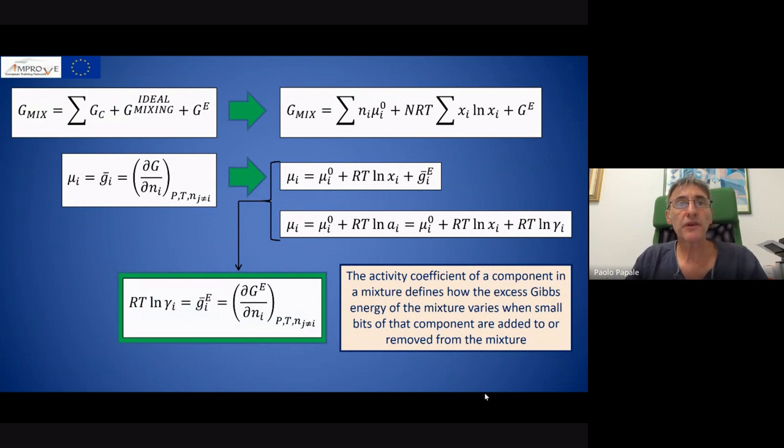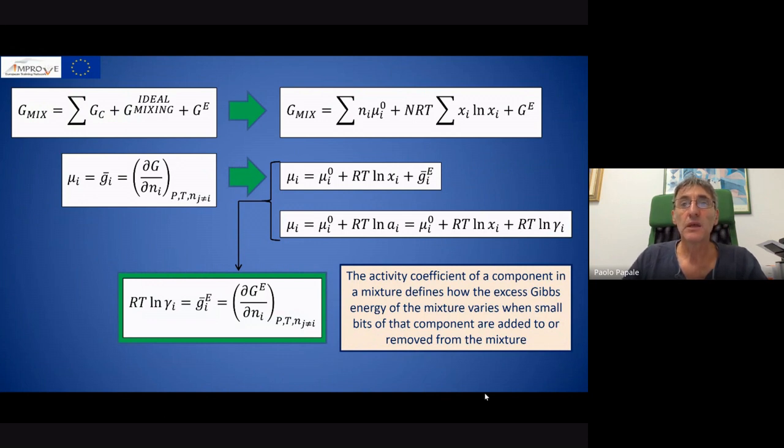Let's consider it further. Assume a given component in a mixture has an activity coefficient less than 1. Thus, the left-hand side of the equation at the bottom of this slide is negative, meaning that adding a small bit of that component to the mixture results in a decrease of the excess Gibbs energy of the mixture. That works in favor of dissolution of the component in the mixture.